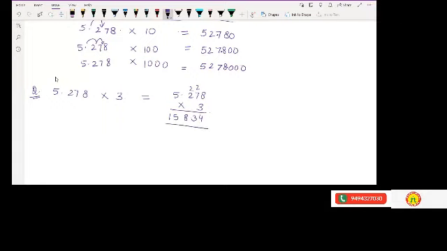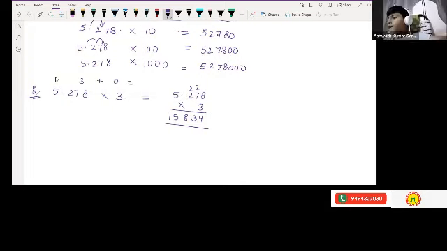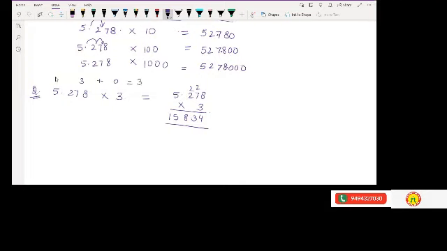Now what do you see? Here we have the decimal point after 3 places from the right side, and here there is no decimal, so that's 0. So 3 plus 0 is 3. That means our decimal point will be after 3 places from the right side.